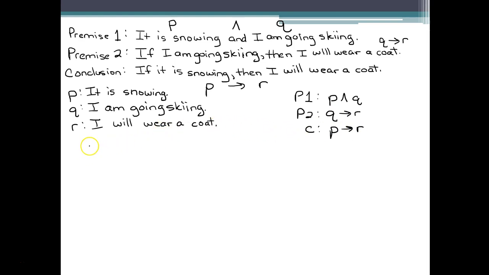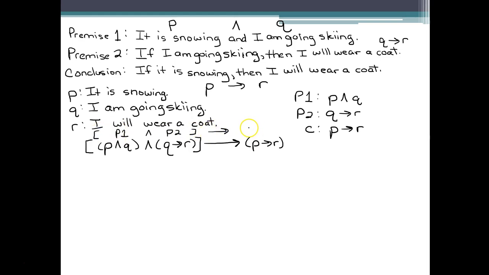Alright, so when we go to set up our truth table, we're going to take premise 1, which is P and Q, and join that with premise 2 using the and symbol, if Q then R. And then we do a conditional arrow to the conclusion, if P then R. So it's premise 1 and premise 2, conditional arrow to conclusion. So that's how we have to do our truth table. We have to do it for that statement.